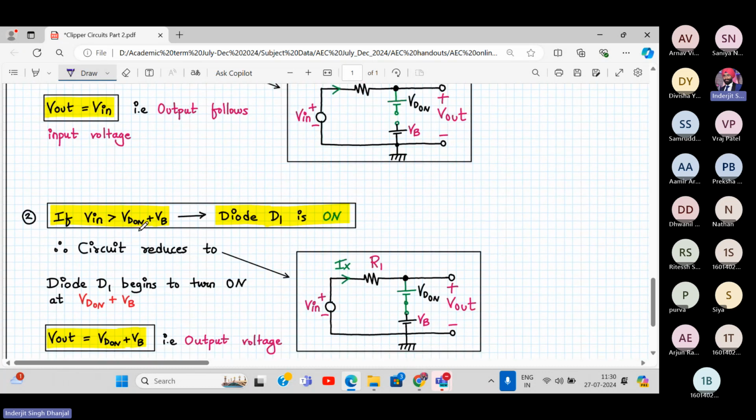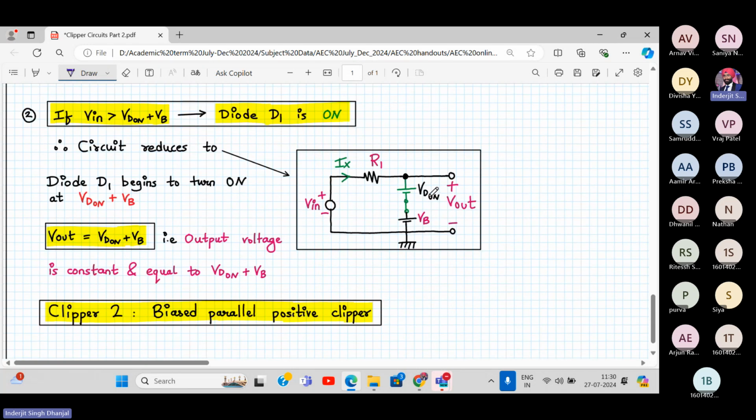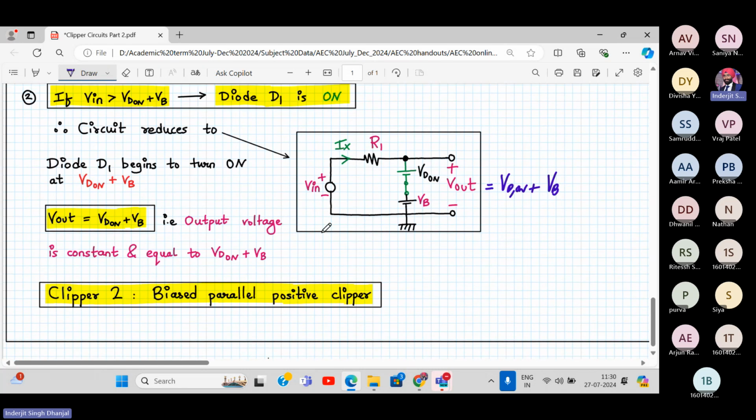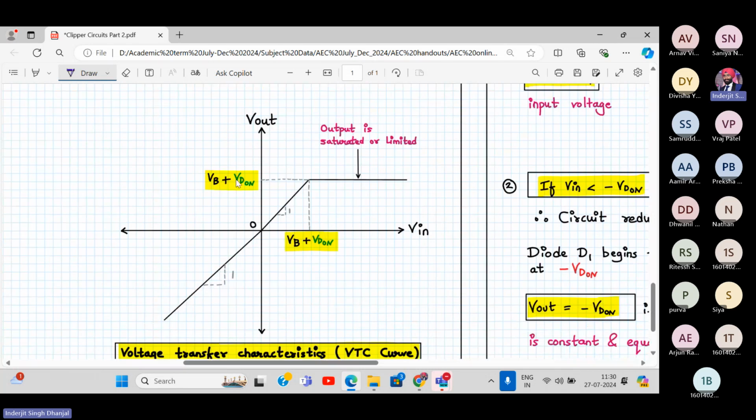Then Vin becomes greater than VD on plus VB. Diode 1 is on, and then we have VD on plus VB as the output voltage. Earlier it was just VD on. Now it is VD on plus VB if we add a bias voltage. The waveform will be exactly similar. The only thing that has changed is the clipping level. Earlier it was VD on, now it has become VB plus VD on.